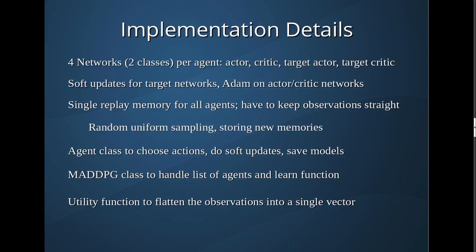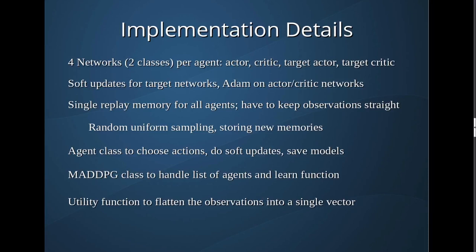So let's talk a little bit about implementation details. So some of the stuff they left out from the paper is that each agent is going to have 4 distinct deep neural networks, 1 for the actor, 1 for the critic, 1 target actor, and 1 target critic network. So we'll only perform gradient ascent on the actor and gradient descent on the critic networks, and then do soft updates on the target networks at each time step, or each time we perform a learning update, that is.